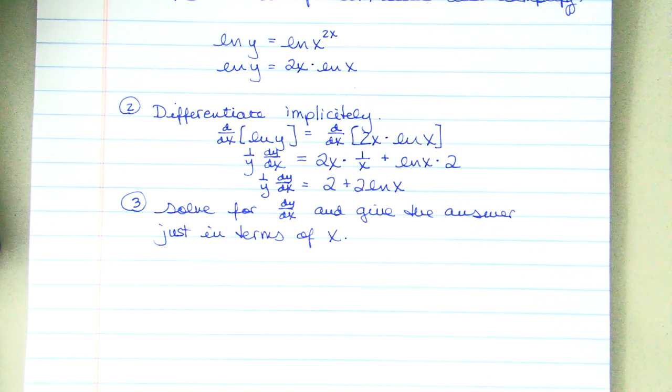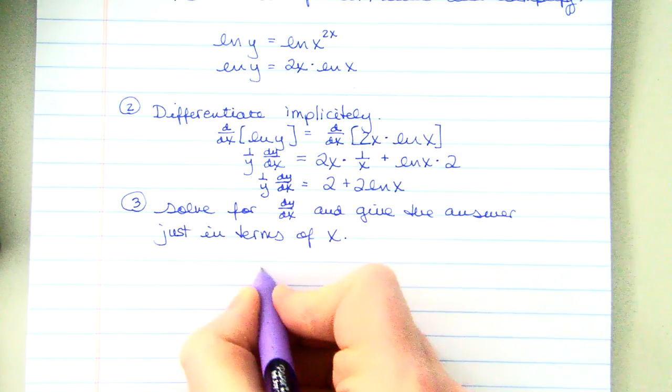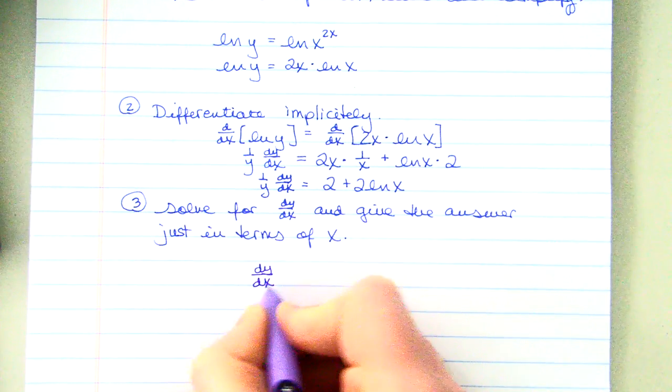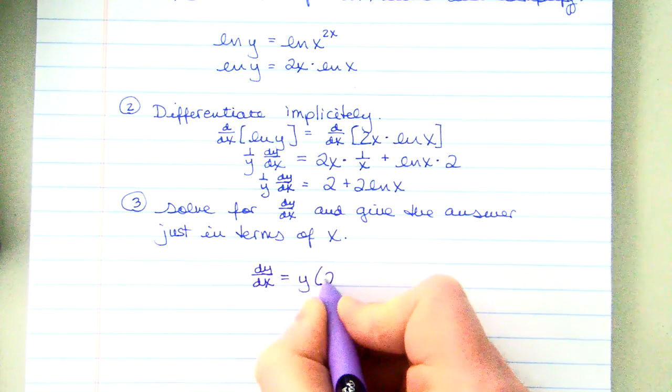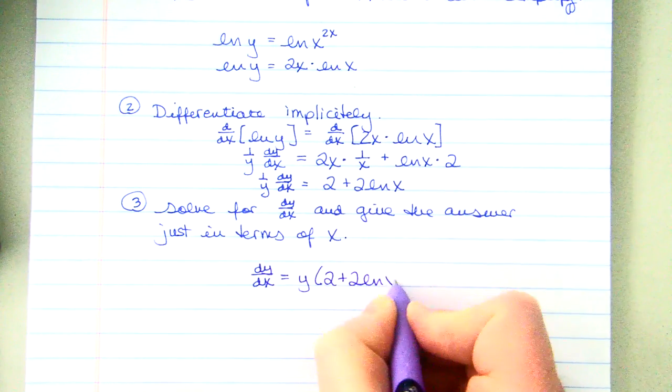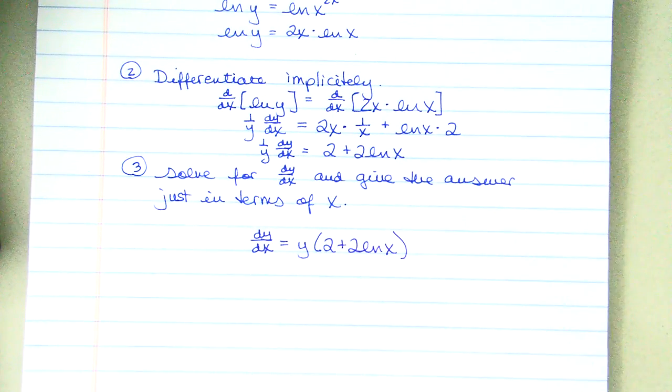So of course, how do I solve for dy dx? Oh, I won't. I don't want to do that. I can do something easier. Let's multiply by y. I think that would be a little easier. We're going to get dy dx equals y times 2 plus 2 ln x. But I told you the answer should just have x's in it. The original thing was an explicit function. I should be able to give an explicit function answer. Any clue what I could do with the y? Elena.